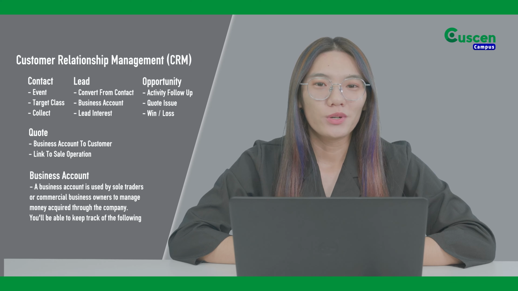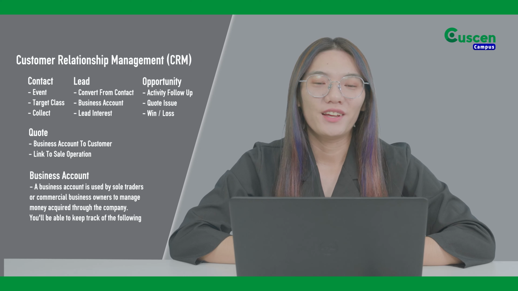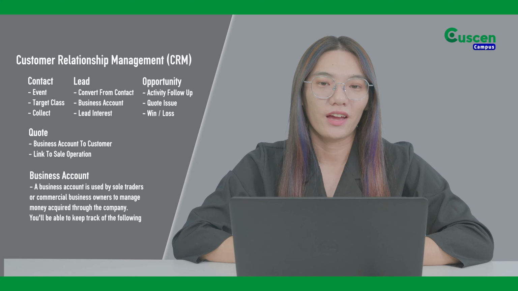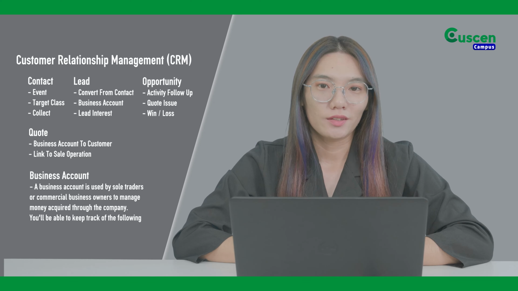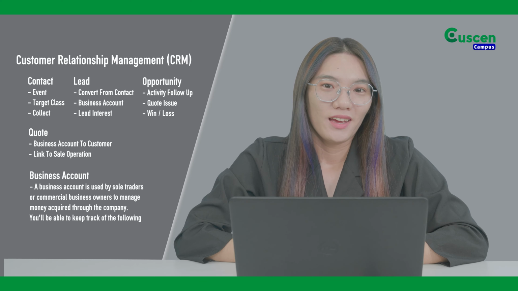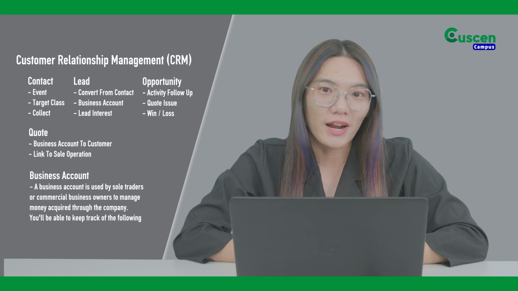The CRM module in our Cuscen is divided into 3 steps that start from contact. In this contact, we have the marketing campaign to plan campaigns or promotions more effectively. The contact is where you create the prospect contact information. Continue to the next step, lead. It's another step when the prospects are more interested in our product or service.